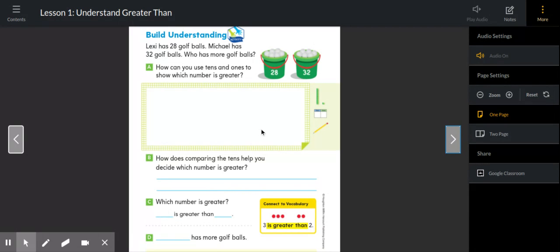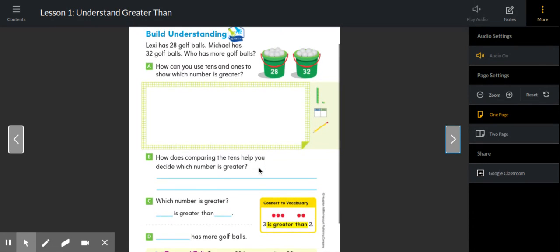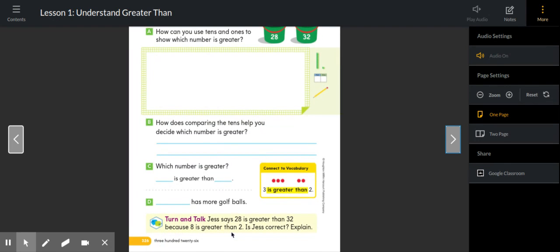So I want you to do quick pictures there to compare. How does comparing the tens help you decide which number is greater? You'll need to write a short sentence there. Then which number is greater? So you would write 32 is greater than 28. In part D, so then we know that Michael, because he's the one that had 32 golf balls, Michael has more golf balls.